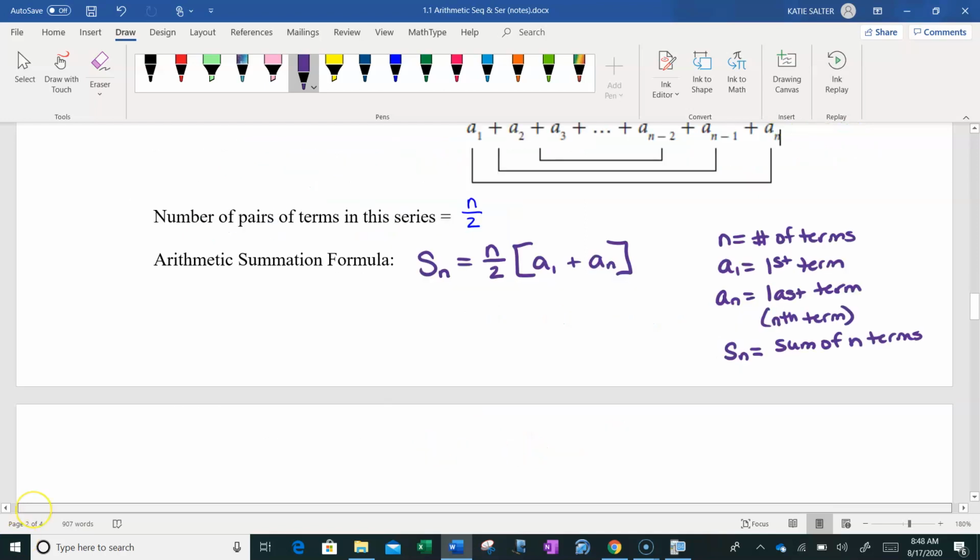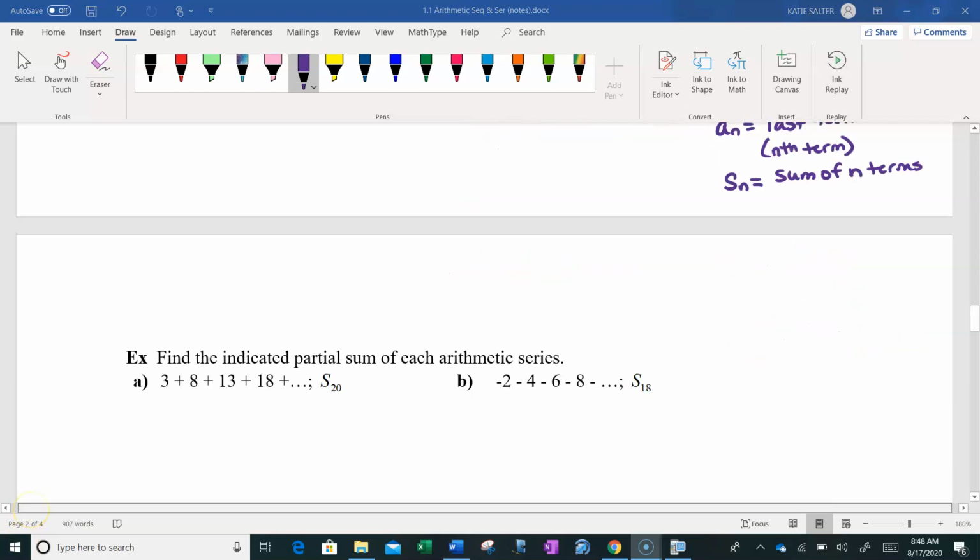In this formula, n is the number of terms, A sub 1 is the first term, A sub n is the last term you're adding to, in other words, the nth term. So if it says find S sub 10, or the sum of the first 10 terms, n is 10. And then S sub n is the sum of the n terms, like the sum of the first 10 terms or 12 terms or whatever it wants you to find. Let's put this formula into practice.